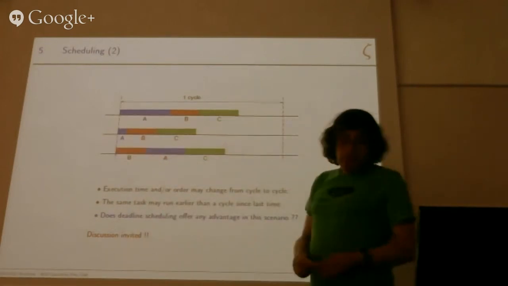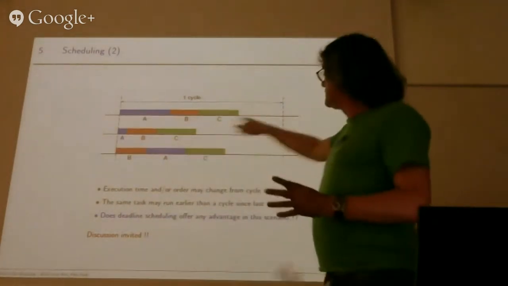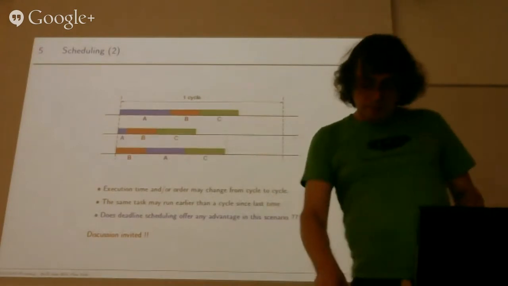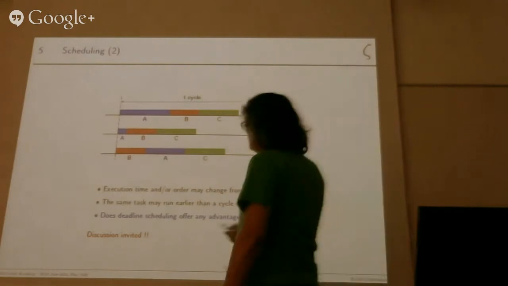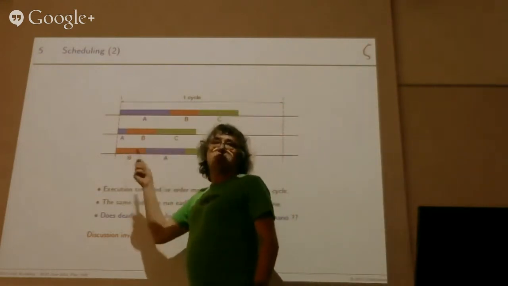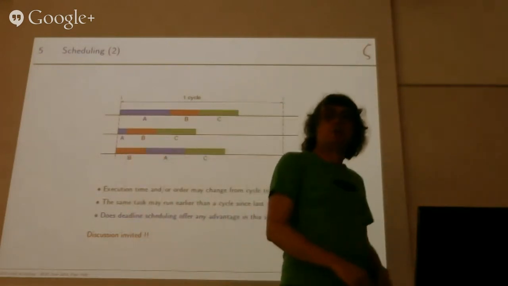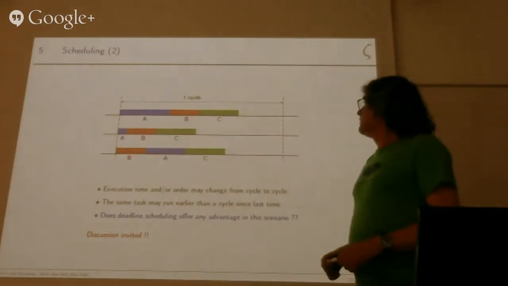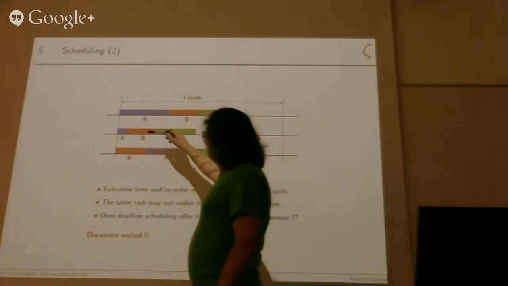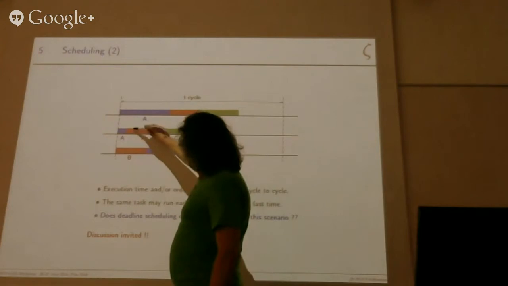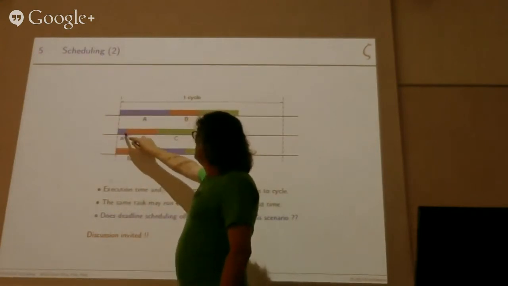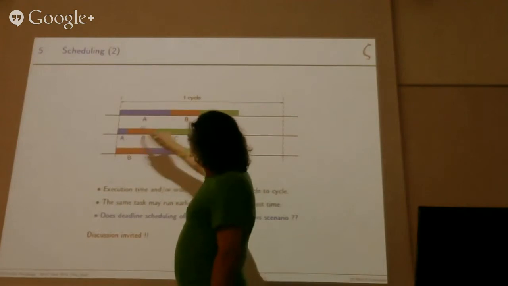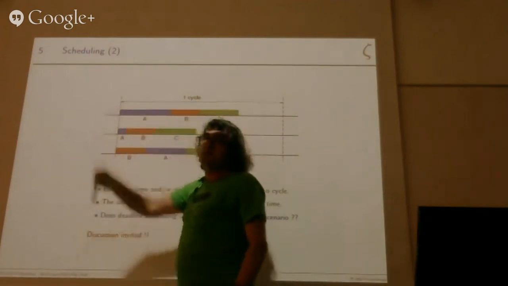It's also possible that, for example, these tasks are part of a mixer. I hit the button and I reverse the order of A and B. A perfectly normal thing to do in audio processing. So again, in this case, B will run again earlier than one cycle after the last time.